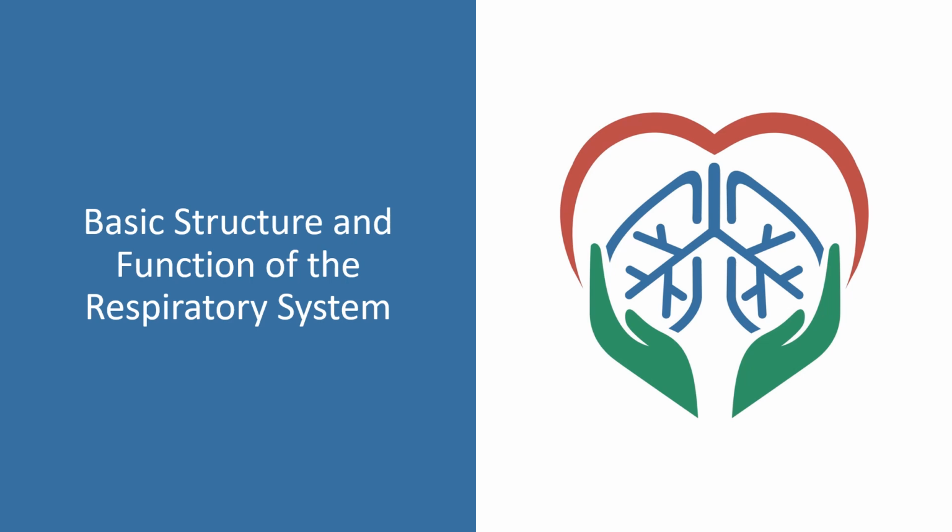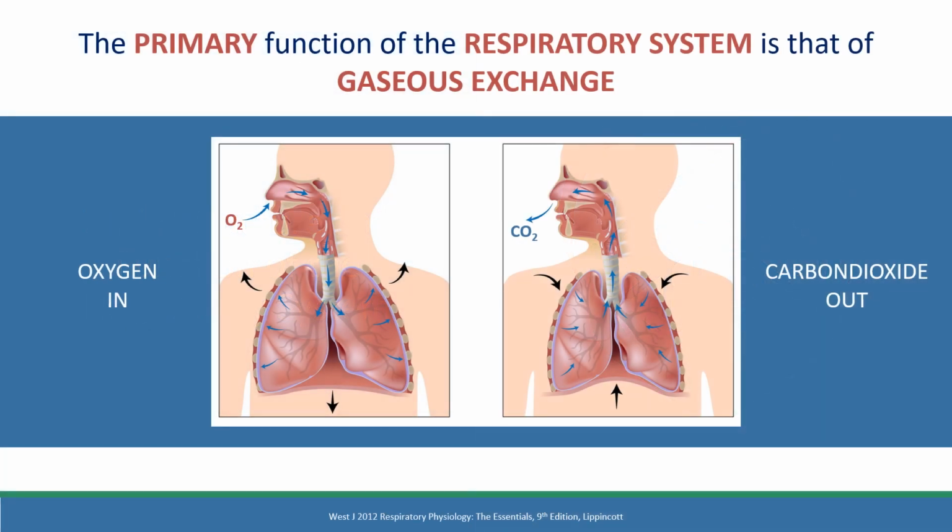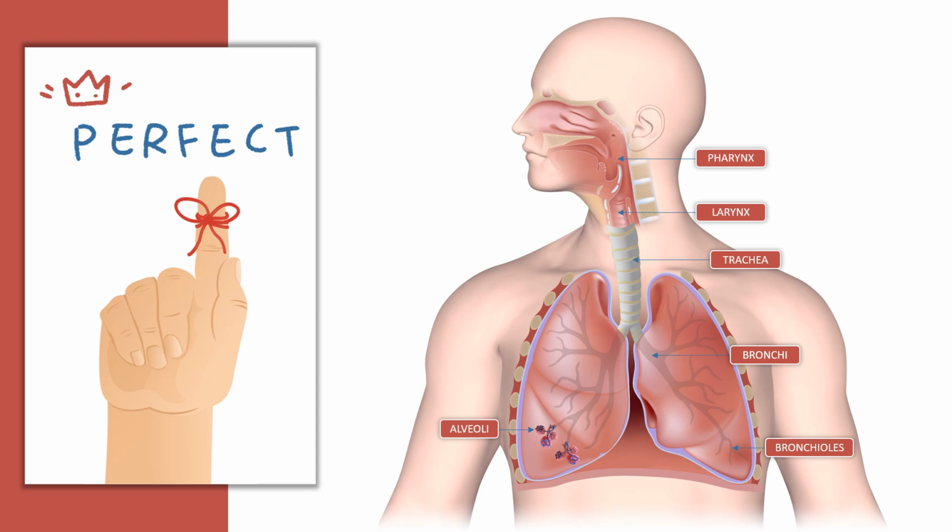So we're going to start with a quick look at the basic structure and function of the respiratory system. The primary function of the respiratory system is that of gaseous exchange, so that's taking oxygen in and getting carbon dioxide out. And the thing about our respiratory system, it's absolutely perfectly designed to deliver its function. What we've got here is a cross section of all of the airways.